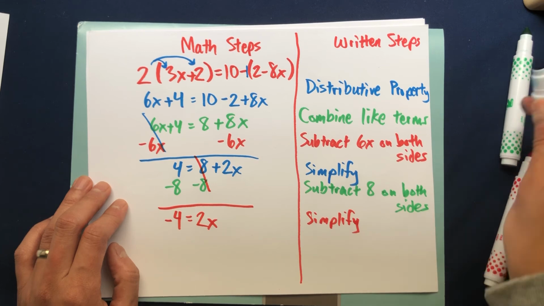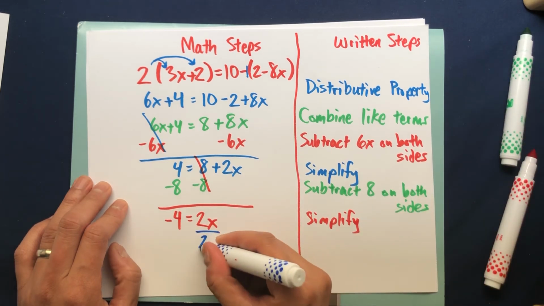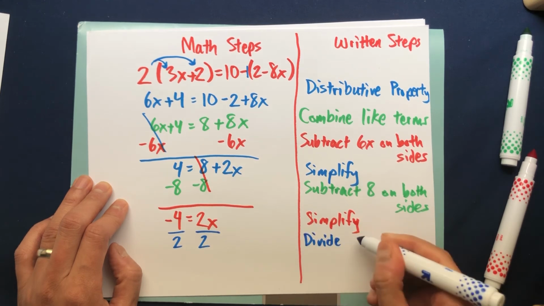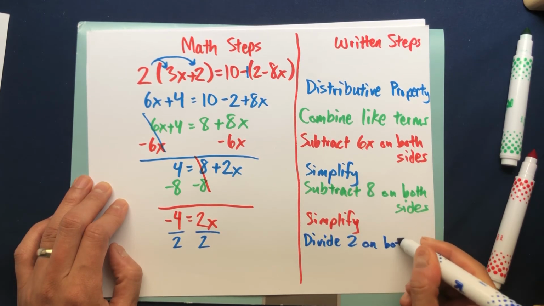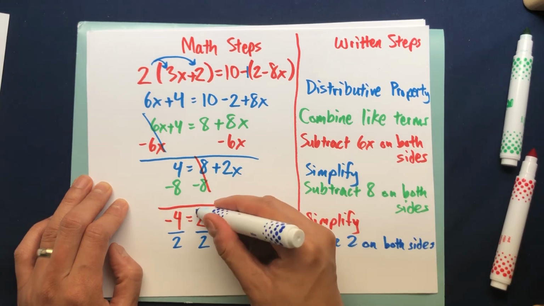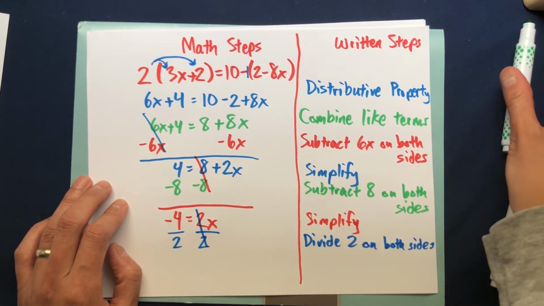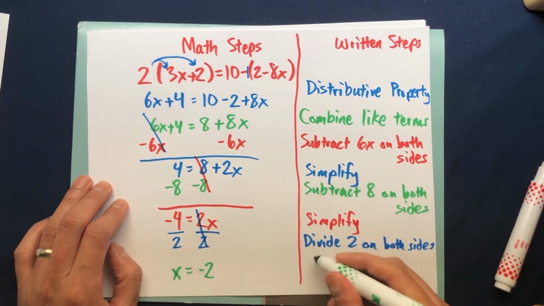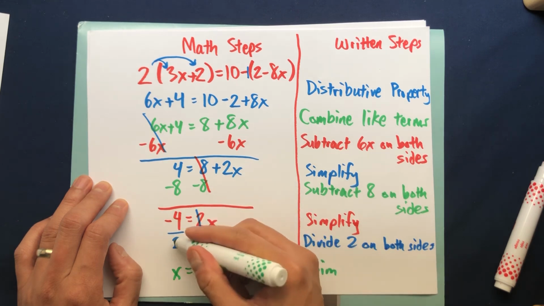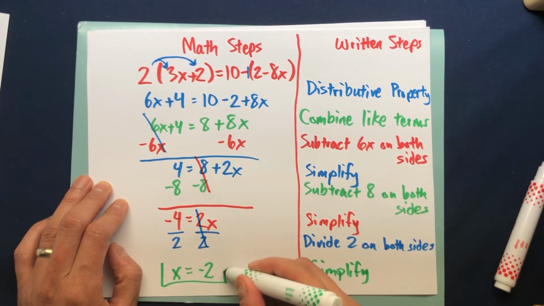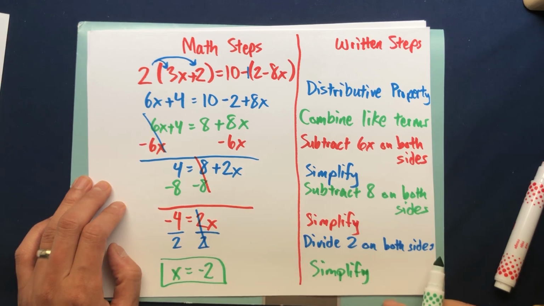Last but not least, we divide by 2 on both sides to get x by itself. And our solution is x equals negative 2, because negative 4 divided by 2 simplified is negative 2. And this is how you do a level 3 problem.